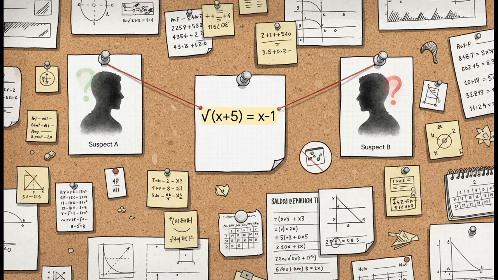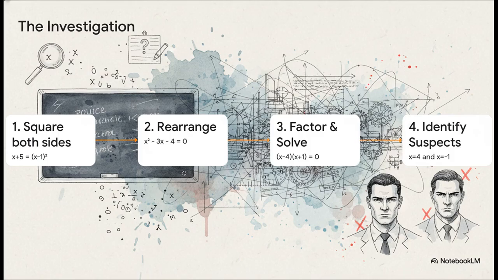Okay, on to our next case. This one's a little more clever. The imposter isn't just going to stand up and wave at us. The algebra here is actually going to give us 2 potential suspects, and we're going to have to do a little investigating to find the truth. So we just follow the procedure. We square both sides to get rid of the root. We move everything over to one side to get a nice quadratic, and then we factor it. The algebra tells us we have 2 suspects, x equals 4 and x equals -1. But are they both legit?